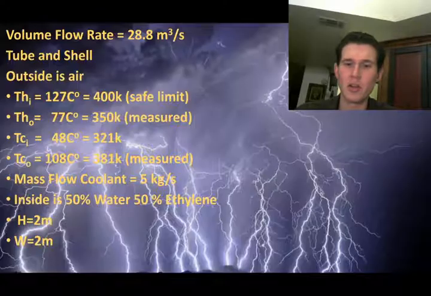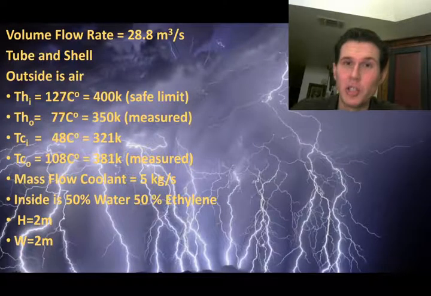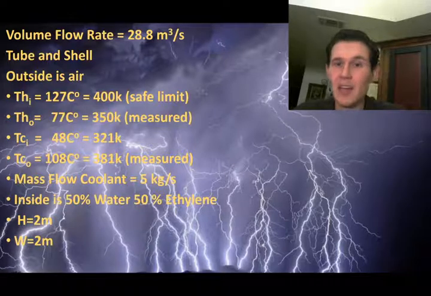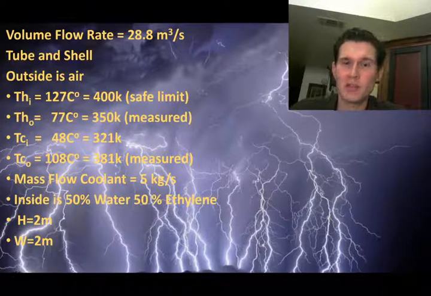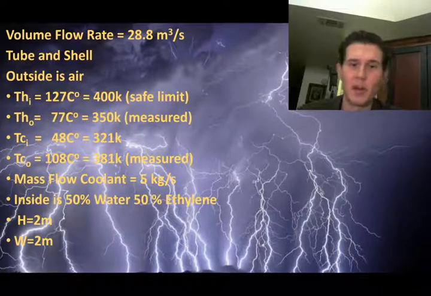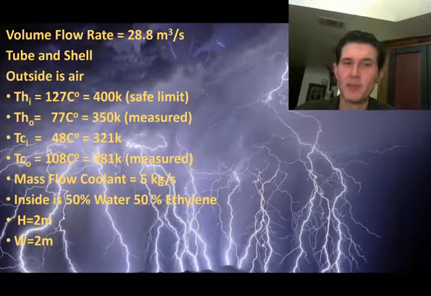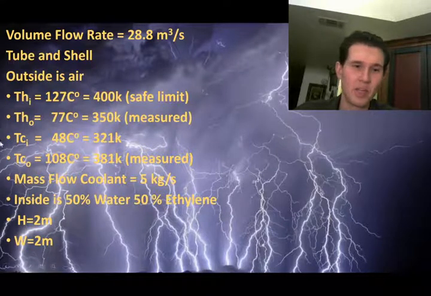So we are going to just stick some temperature gauges, find out what the maximum safe operating temperature is, and save us some time. So next step is to clarify what we found. We know the volumetric flow rate from the data sheet for the motor. We know what type of heat exchanger we want. It's a tube and shell.